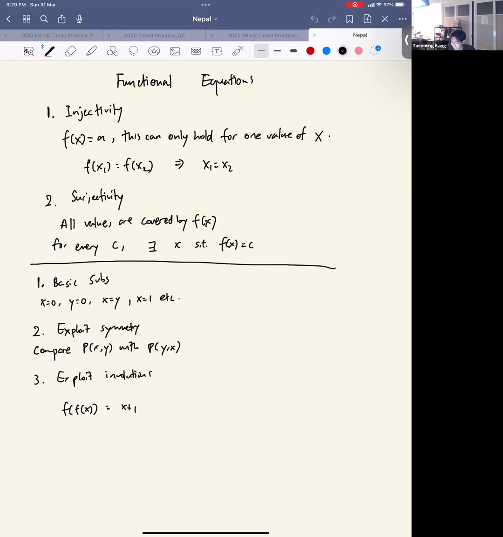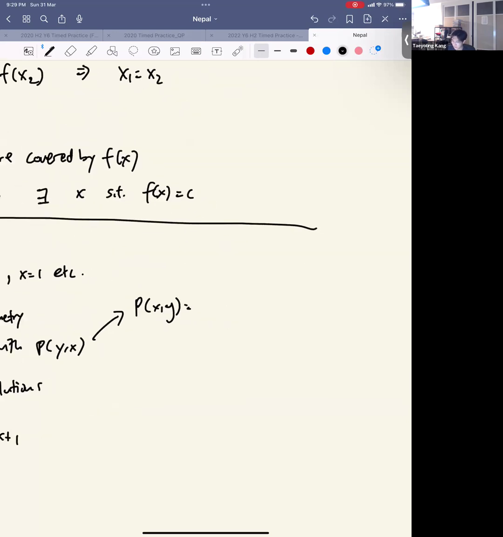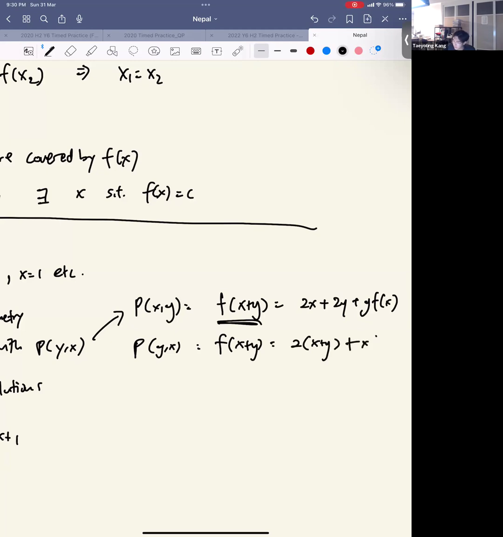So for example, maybe P(x, y) is f(x+y) equals 2x + 2y + y f(x). So clearly this is symmetric, right? When you do P(y, x), it just becomes f(x+y) equals 2x + 2y + x f(y). Correct.